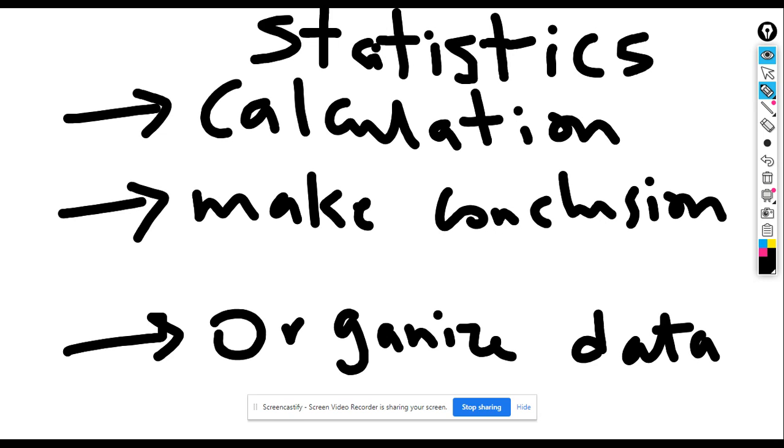So as I said, statistics deal with five parts: identify the object, second part collecting data, third part organizing data, fourth part making calculation, and at the end we're going to do conclusion.